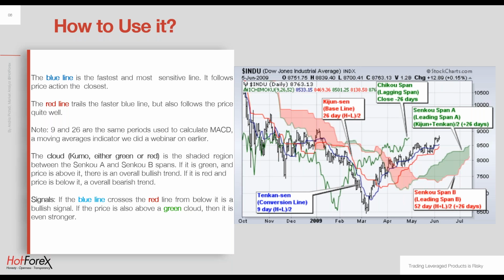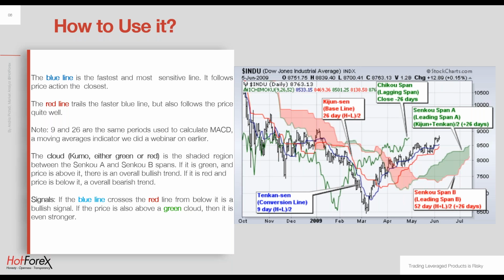So we said that Tenkan-sen, which is the blue line, is taking 9-day sessions. So this is a line which is considered fast and sensitive. It is the one that follows price action closely. It's the closest line that we have to the price action.